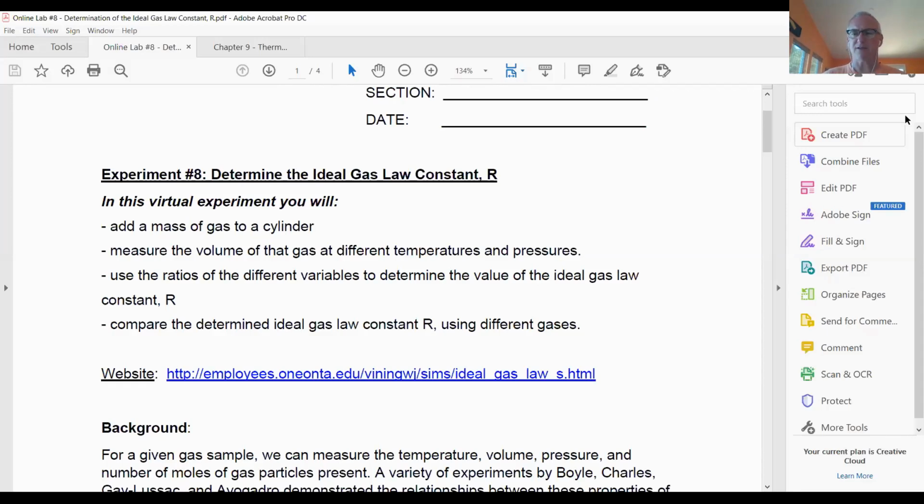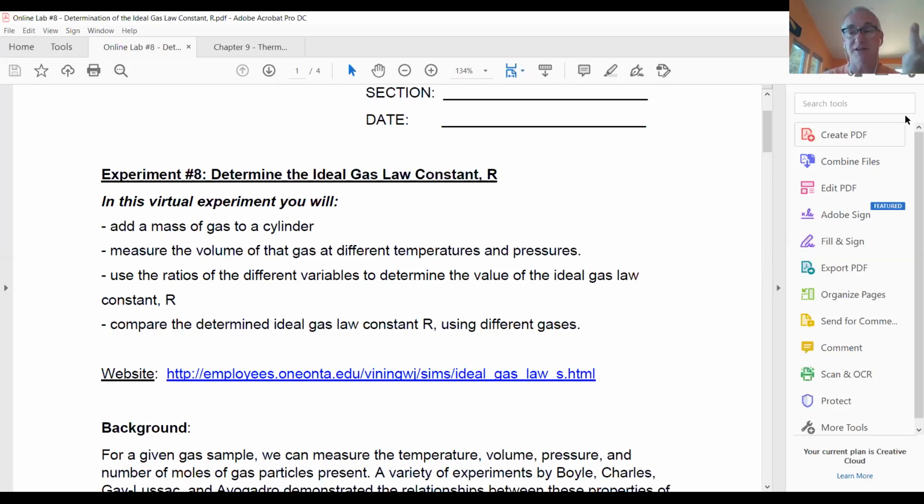Determination of the ideal gas law constant, R. So we talked about R in lecture yesterday. Basically, R is the constant. It's a number that remains the same, that basically relates all the other things we measure in terms of gases. It relates pressure, volume, moles, and temperature into a fairly straightforward and simple equation that brings everything together. So if we can measure any three of those things, we can automatically determine the fourth.